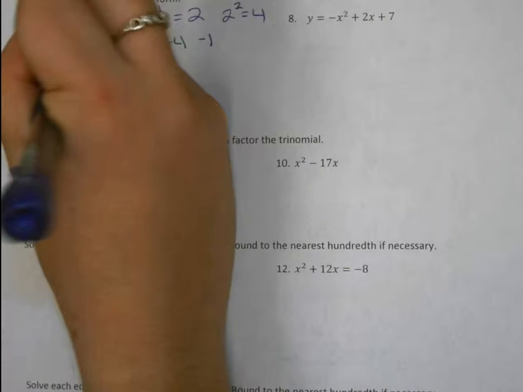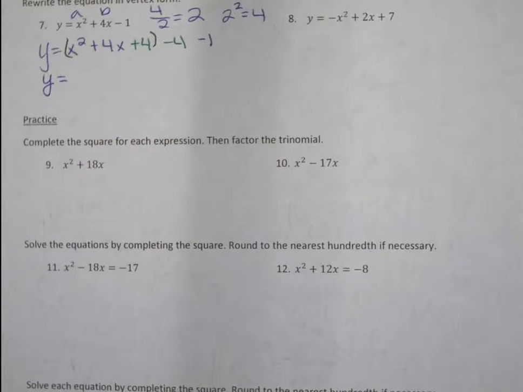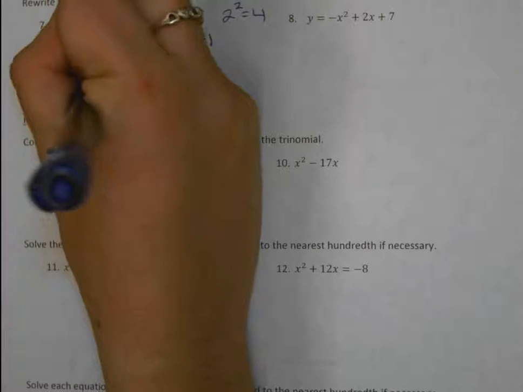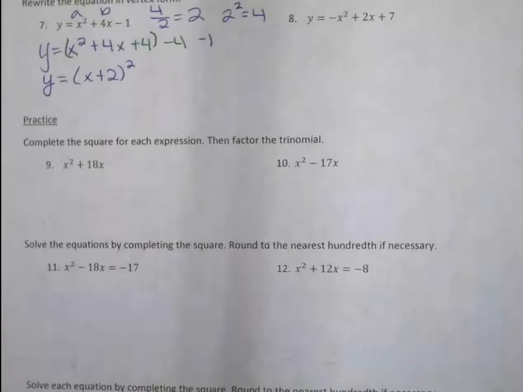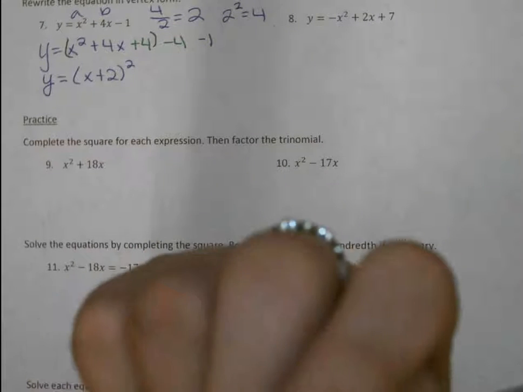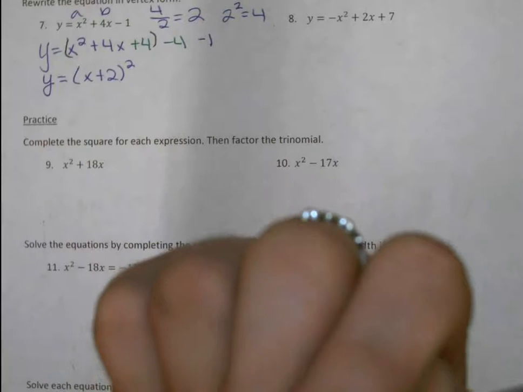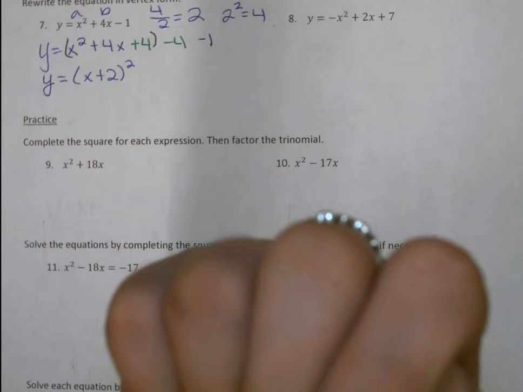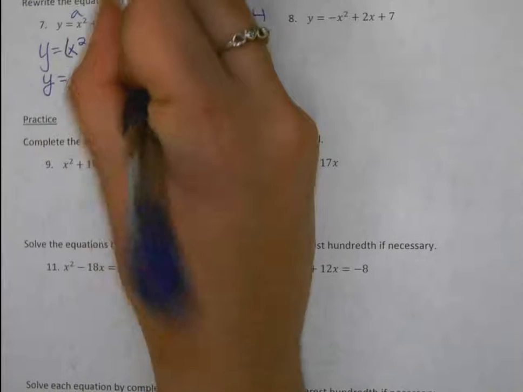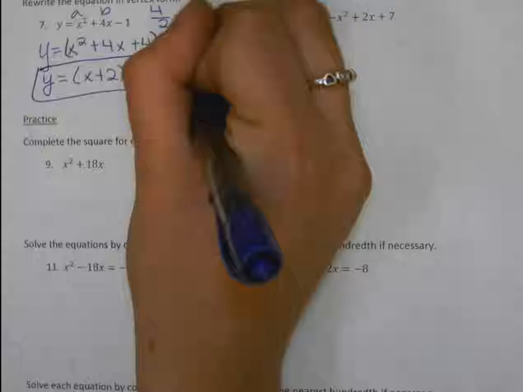So what multiplies to 4 that adds to 2? I have this number on my paper. 2. So then I have x plus 2 squared for the stuff that I put inside parentheses, and then negative 4 minus 1 is negative 5. That's all I have to do here. Questions here?